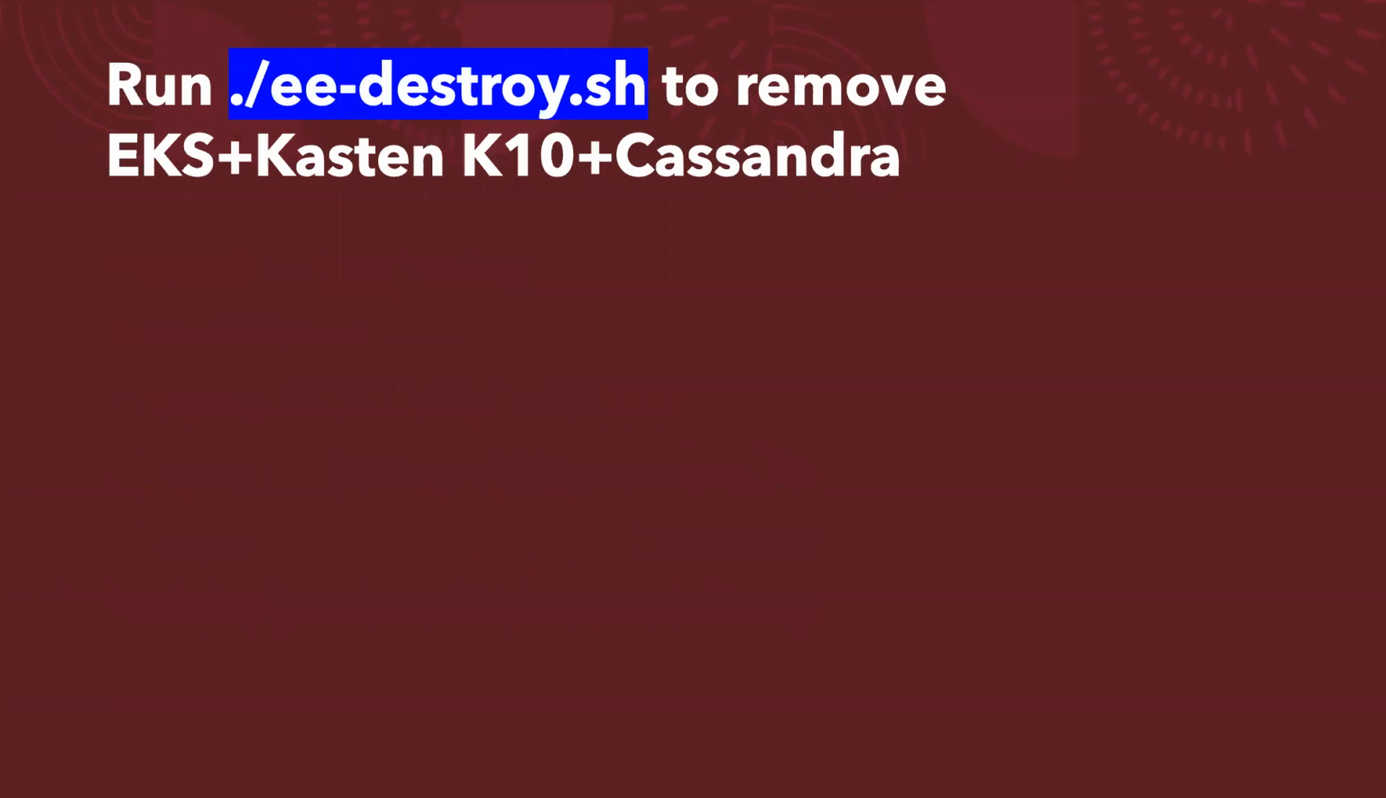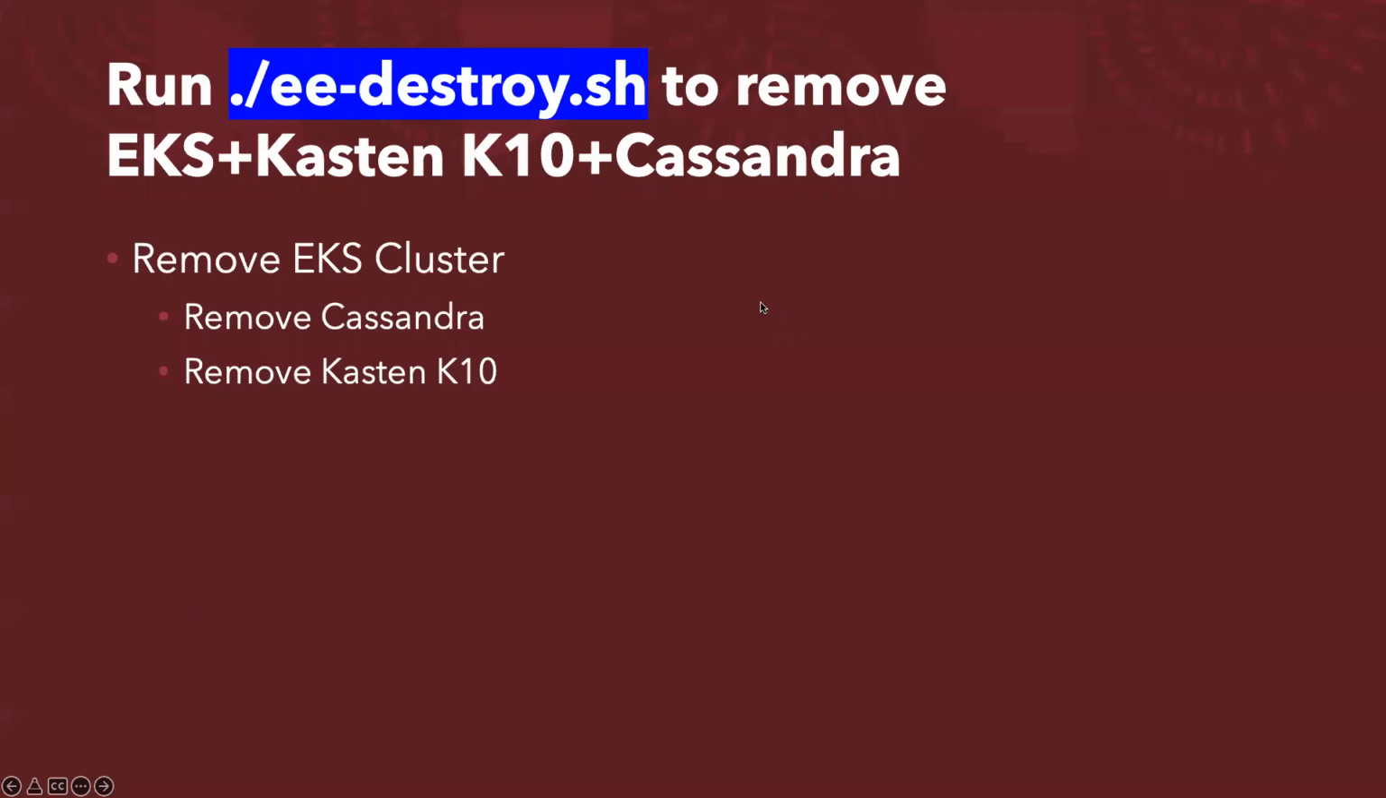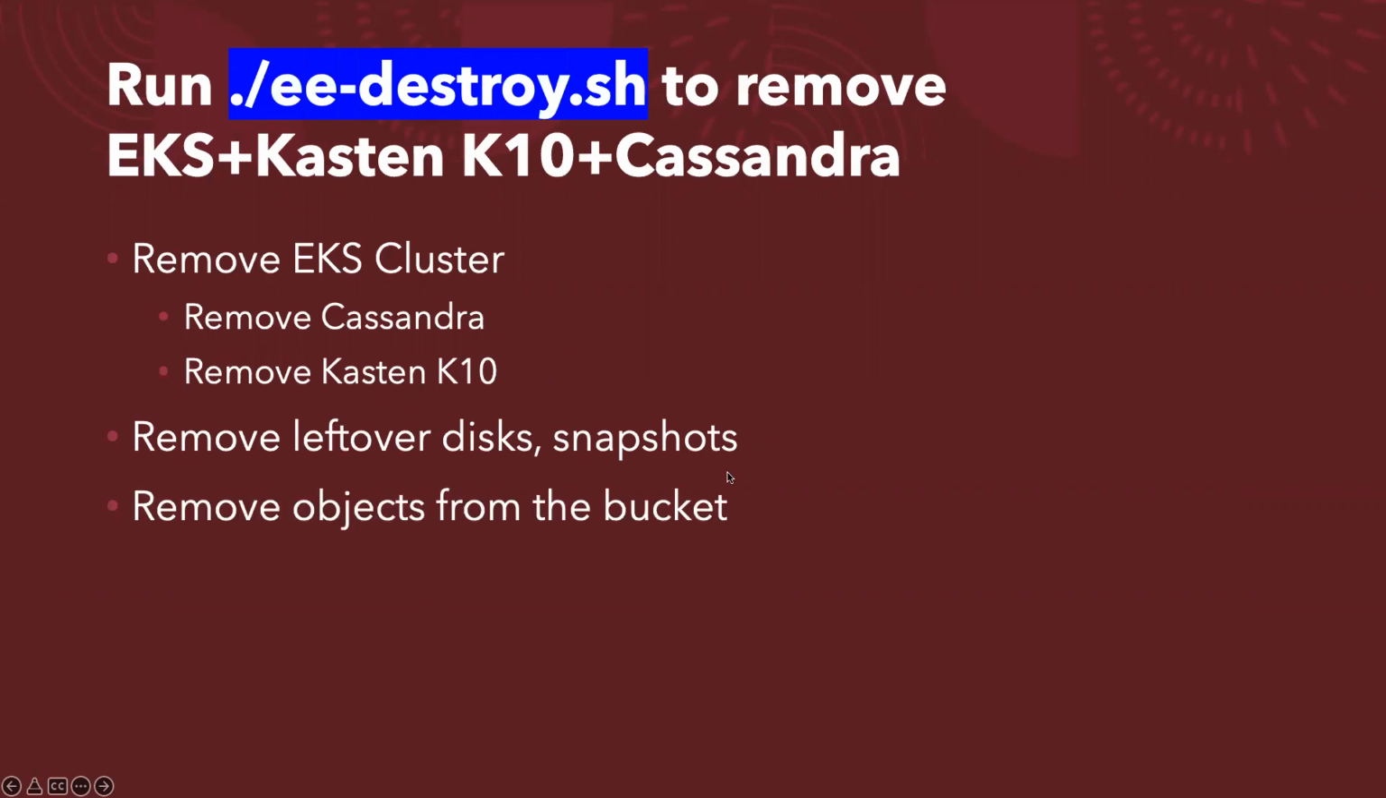Once you've done all of your testing, I also have another command created. It's ee-destroy.sh. We will remove the EKS cluster from the command line. As part of the EKS cluster removal, we also remove Cassandra, remove Kasten K10. We will also remove leftover EBS volumes and also snapshots. And additionally, we will remove the objects from the bucket and also the storage bucket.